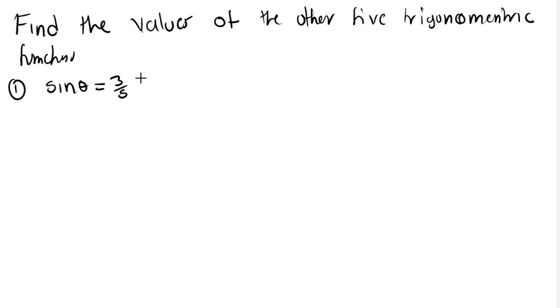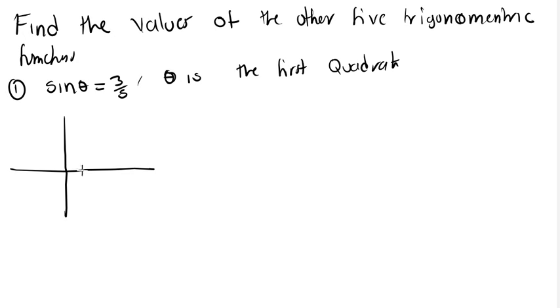Now, the first one, it says you have been given sin theta is equal to 3 over 5. You have been given that theta is in the first quadrant. So you have been told that this angle is in the first what? Quadrant. So remember that in the first quadrant, everything is positive, like that. And what you have been given? You have been given sine. So we do what we call SOH-CAH-TOA, like that, eh? What is sine?